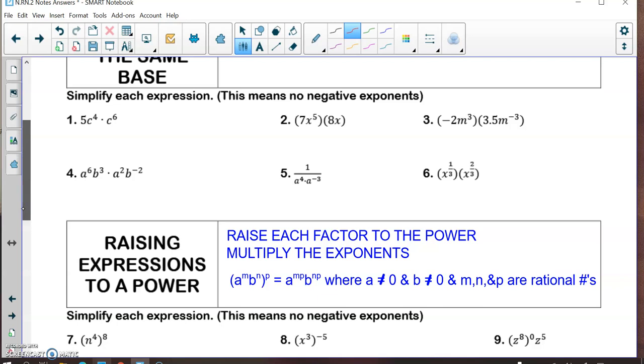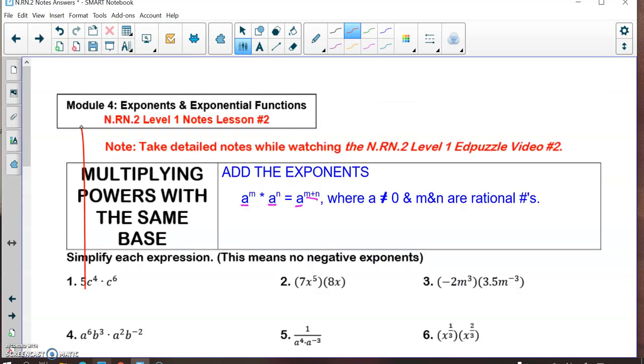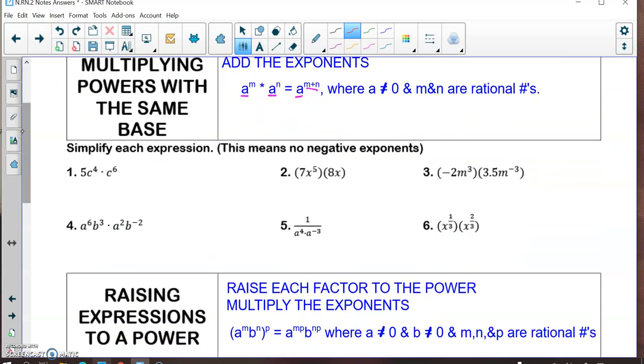So for number 1, we want to multiply the coefficients together. My coefficient of my first one is 5. My coefficient of my second one is 1. You can always multiply the numbers in coefficients together, so 5 times 1 is 5. And now I'm going to multiply the c to the 4th power times the c to the 6th power because they have the same base of c. I keep my c and I add my exponents. 4 plus 6 is 10. So I have 5c to the 10th power, and that is fully simplified.